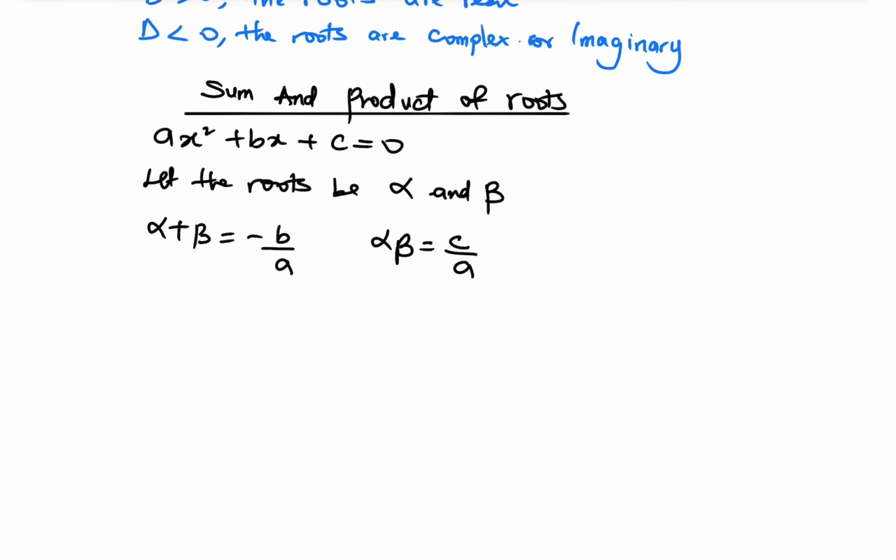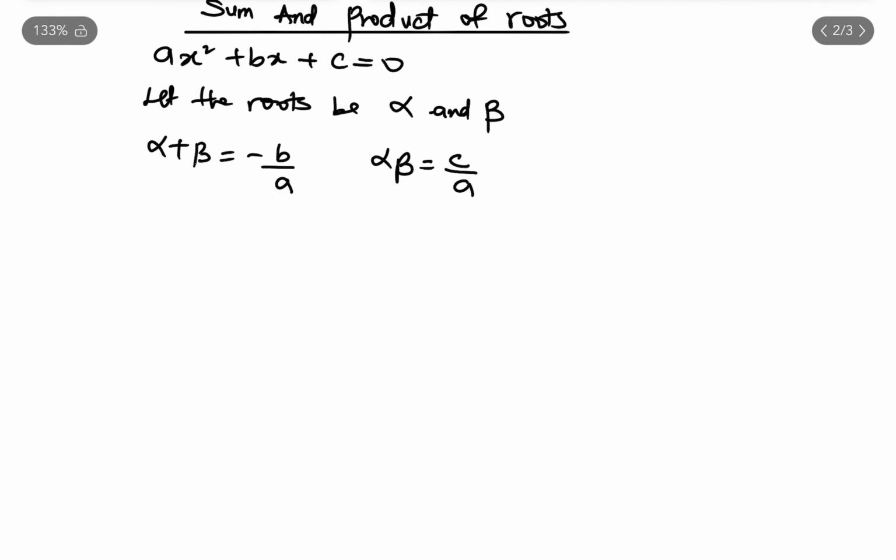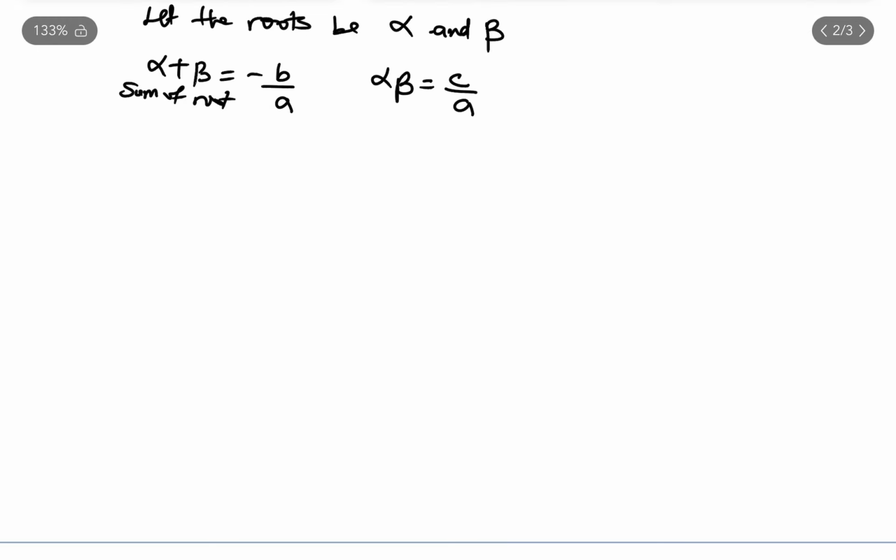When we have a quadratic equation in the form ax squared plus bx plus c equals 0, let the roots be alpha and beta. That means the two roots will be alpha and beta. So the sum of roots, alpha plus beta, equals minus b over a, and alpha beta equals c over a. There are many ways of getting this, but let's look at, for example, two roots where the first root x1 is alpha, and the second root is beta.